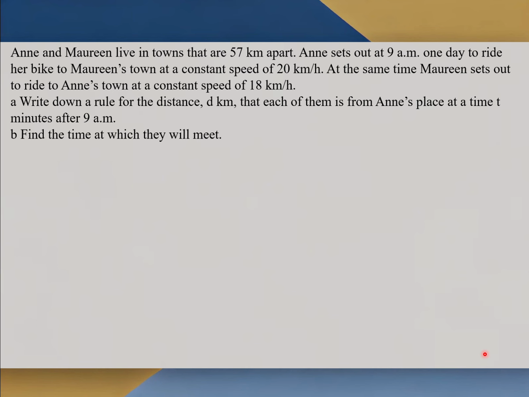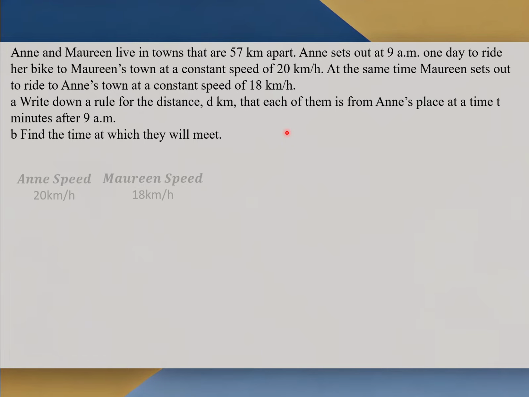Okay, let's look at this second question. I'll read it, then I'll slowly break it down. Anne and Maureen live in towns that are 57 kilometres apart. Anne sets out at 9 a.m. one day to ride her bike to Maureen's town at a constant speed of 20 kilometres per hour. At the same time, Maureen sets out to ride to Anne's town at a constant speed of 18 kilometres per hour. We're going to write down a rule, looking at distance and looking at time, and then we're going to find the time at which they will meet.